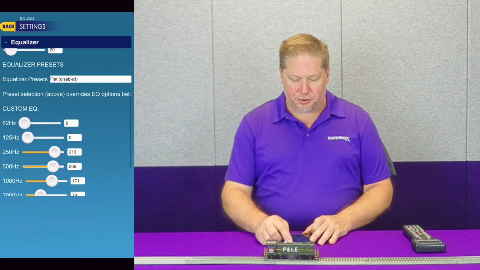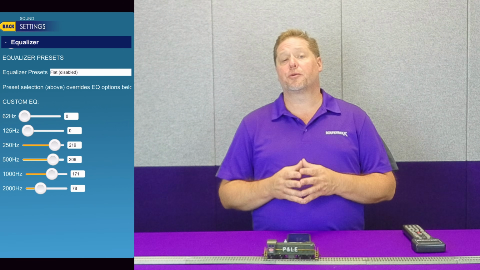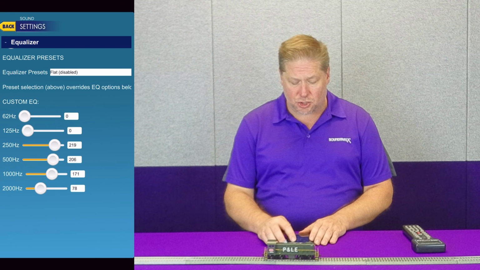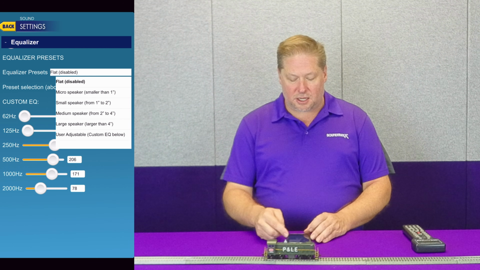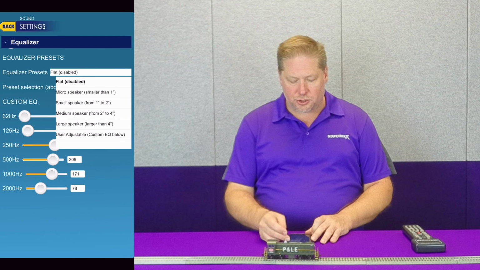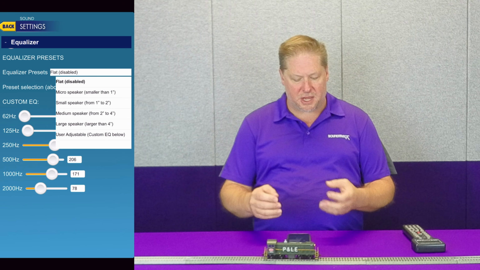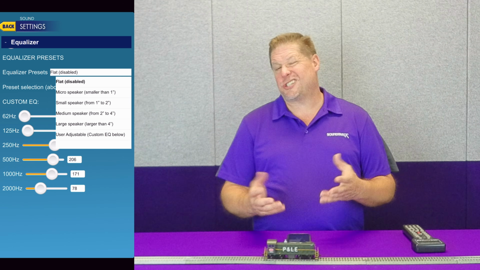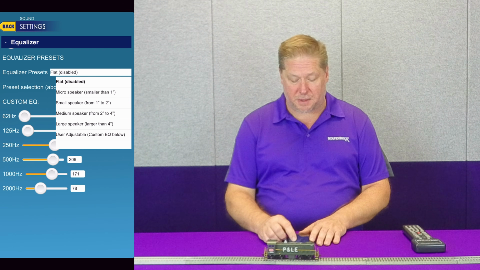Now, as I scroll through here, you can see that there are some presets. The equalizer has some presets that you can select to choose the overall sound. When I click on this, you can see flat or disabled, which means no change, or you can do things based on micro speakers, big speakers, and so forth. And so just to let you hear the difference, we're going to go with a micro speaker.